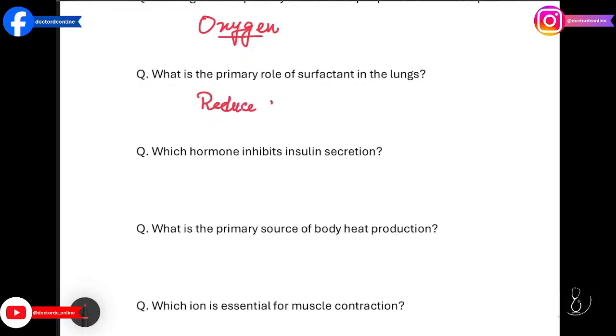And the answer is reduced surface tension. It prevents alveolar collapse, improving lung compliance.